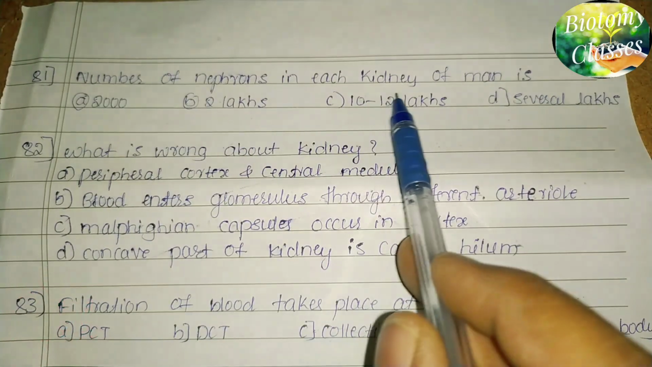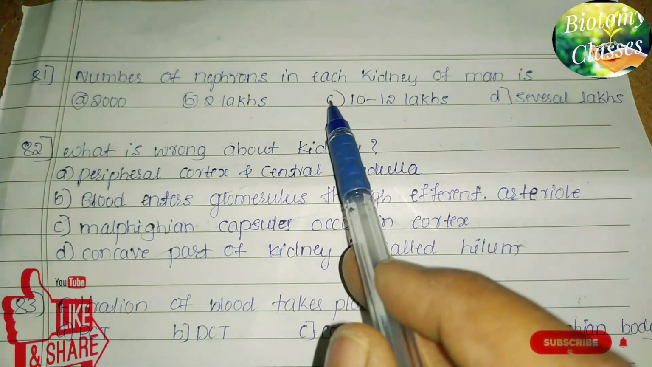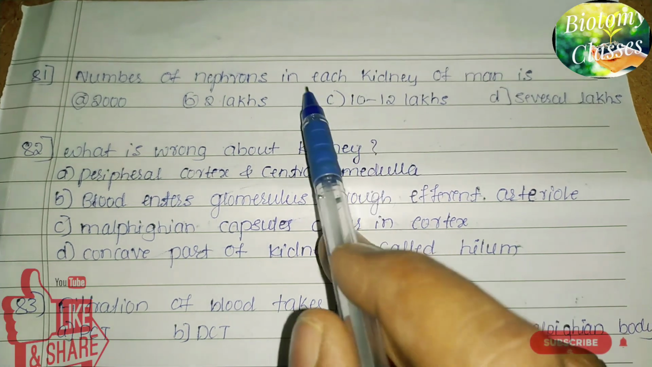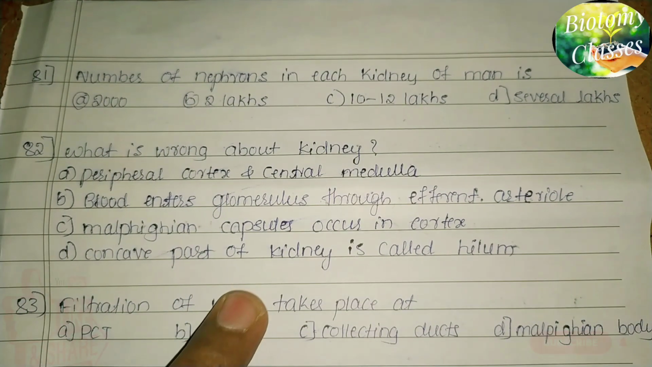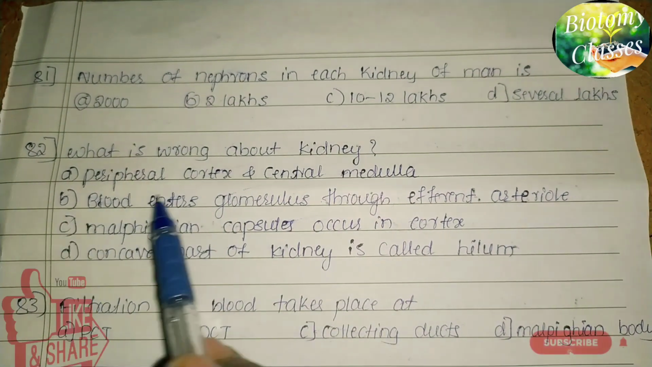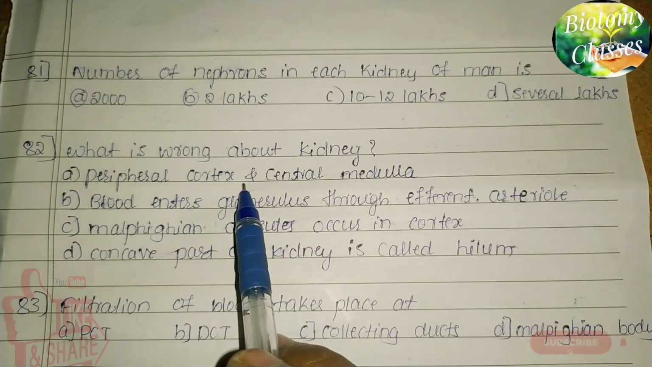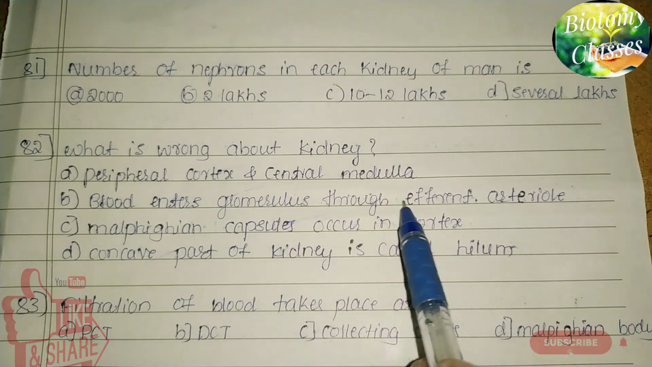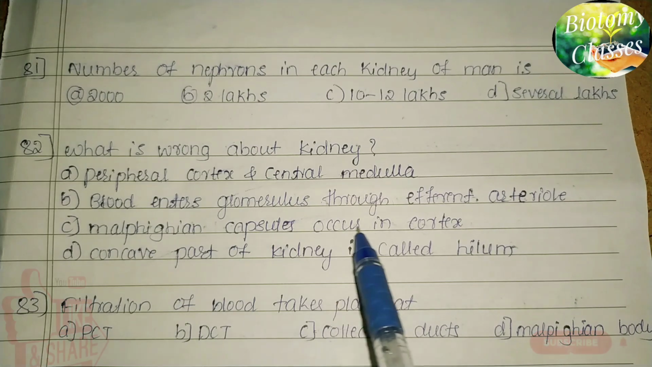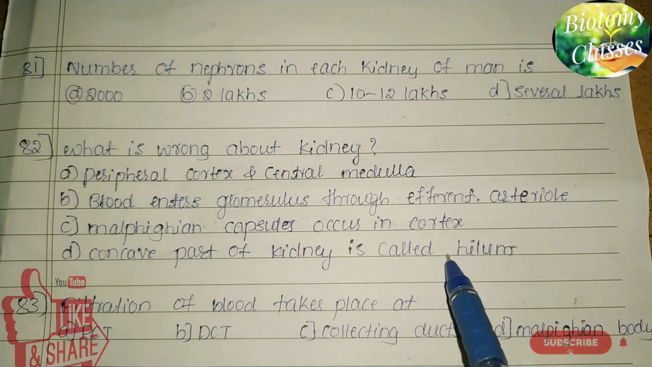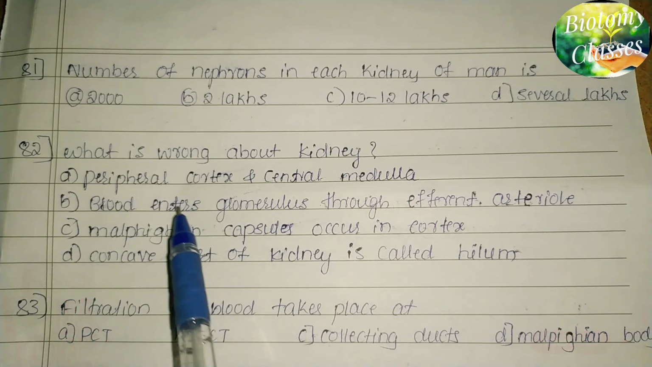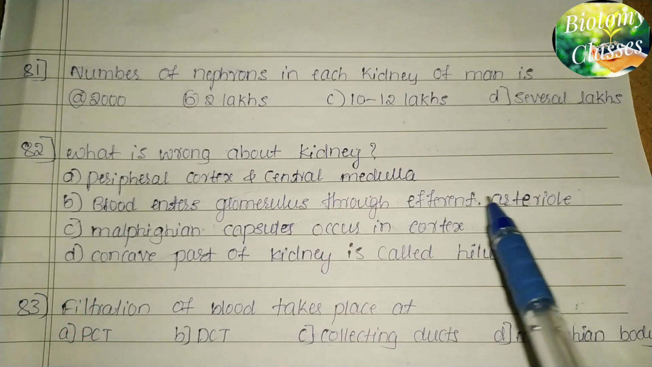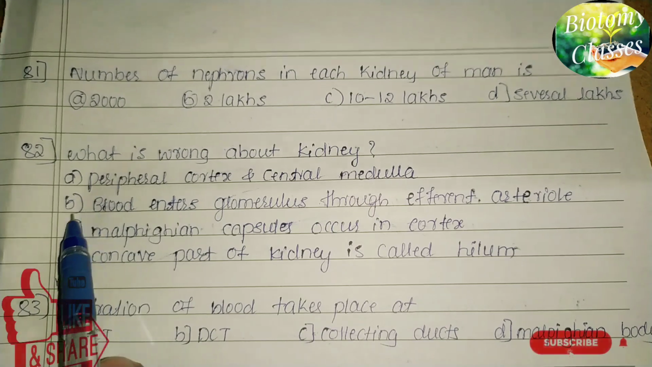Number of nephrons in each kidney of man is 10 to 12 lakhs, or 1 million nephrons in each kidney. So C is the right answer. What is wrong about the kidney? These four sentences, which one is wrong about the kidney? Peripheral cortex and central medulla. Blood enters glomerulus through the efferent arteriole. Malpighian capsules occur in cortex. Concave part of the kidney is called hilum. So B is the wrong statement, because blood enters glomerulus through the afferent arteriole, not the efferent arteriole. So B is the answer.